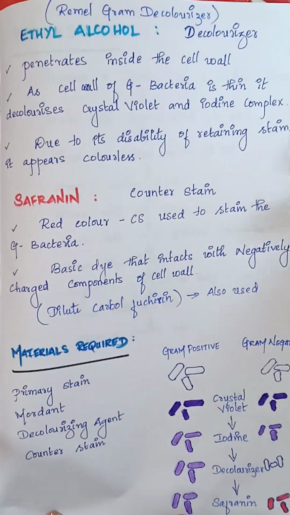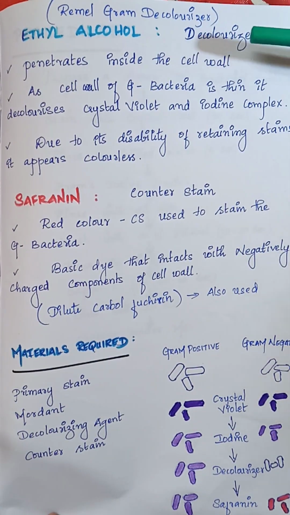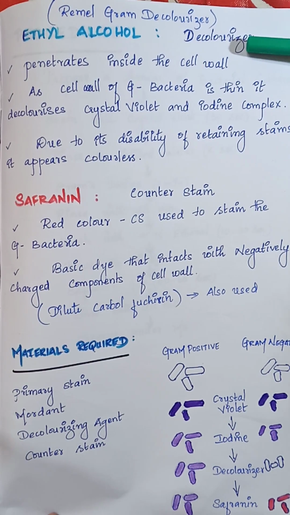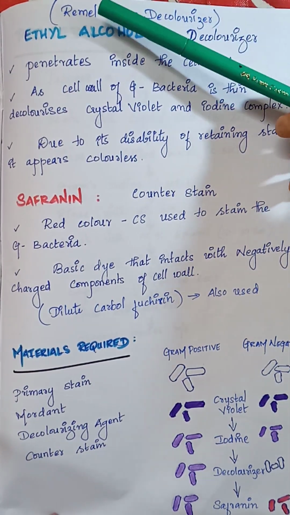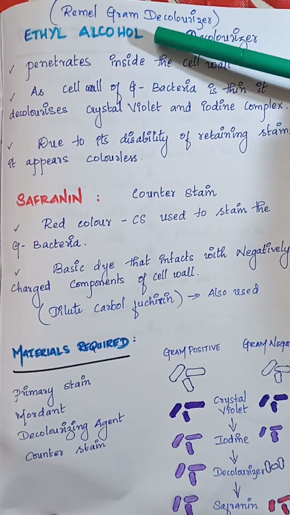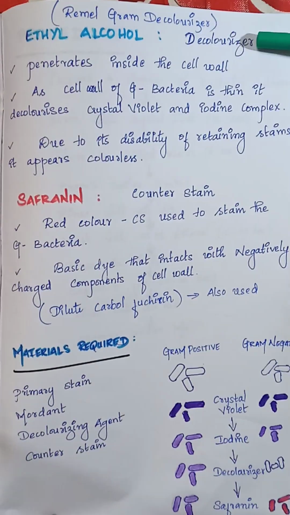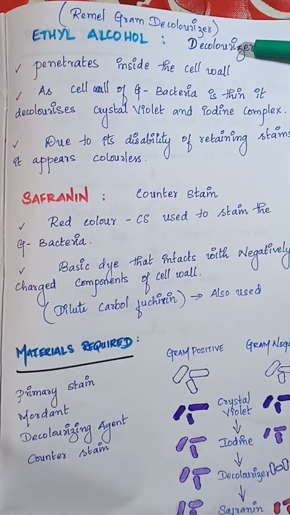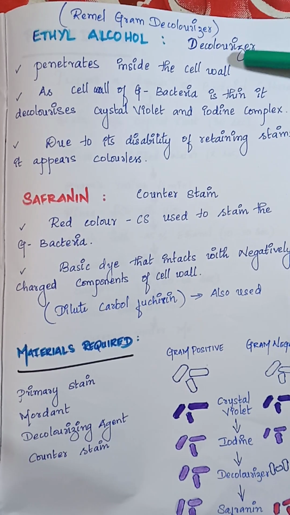Soon after adding Gram's iodine, we'll be using ethyl alcohol, which is considered to be a decolorizer. In the gram staining process, we'll be using Rimmel gram decolorizer, which consists of 95% ethyl alcohol. It's just a decolorizer. If the crystal violet and Gram's iodine are not fixed, it will just decolorize.